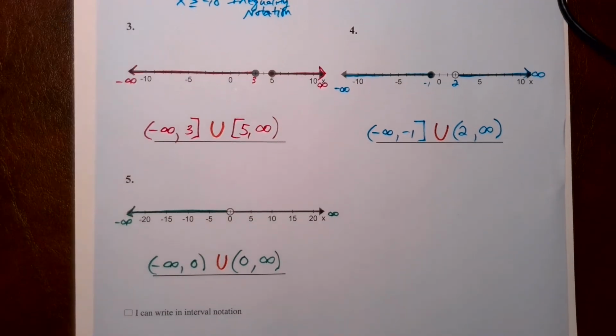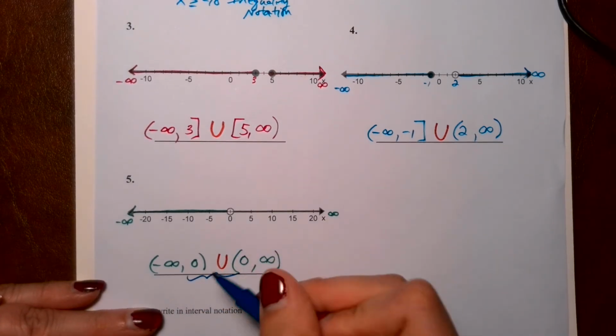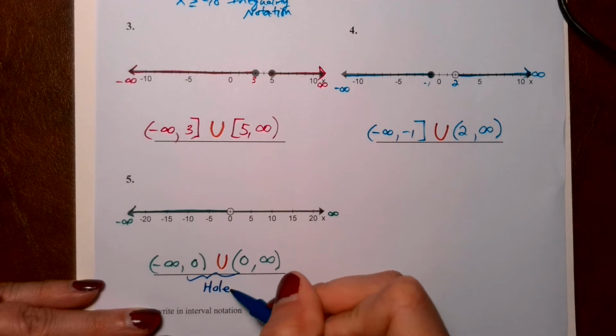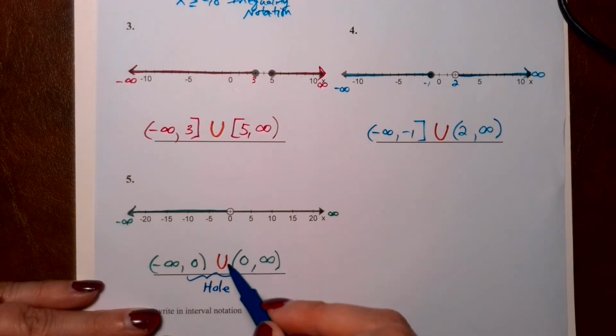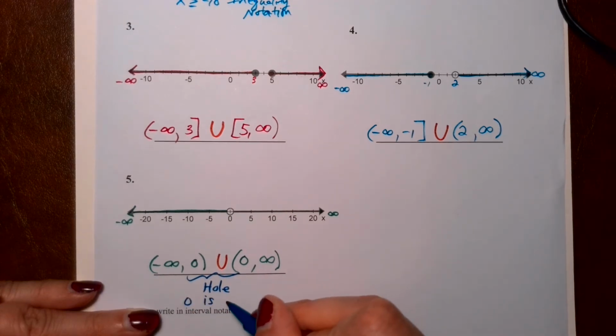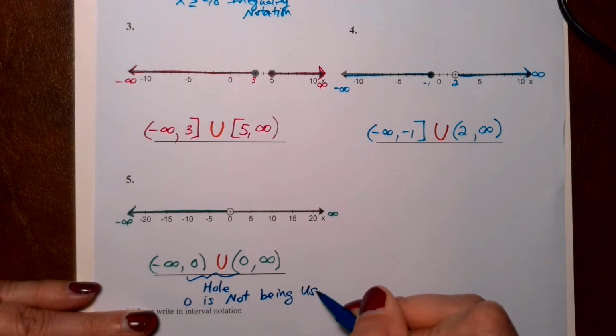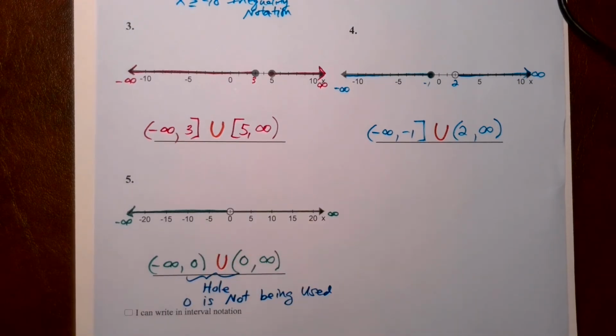Okay, so what's interesting here is we just showed you, right here, this is how you write a hole. You start at 0, but since you used parentheses, 0 is not being used. But we used everything except for the 0. Kind of cool, right?